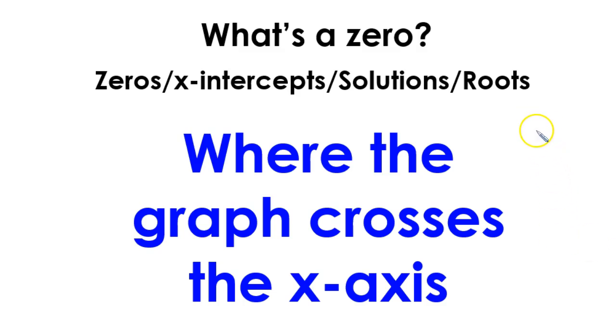All right, what is a zero? Well, zeros are basically x-intercepts, where the graph crosses the x-axis.